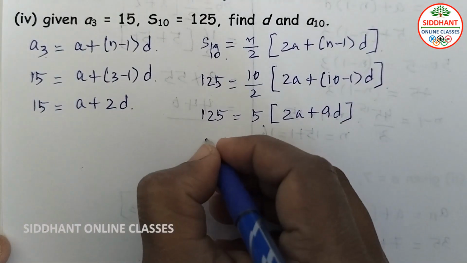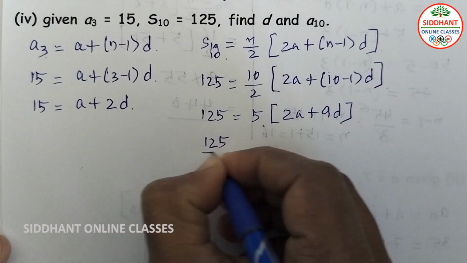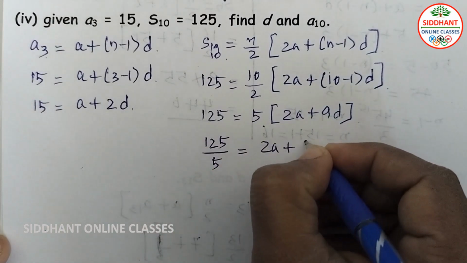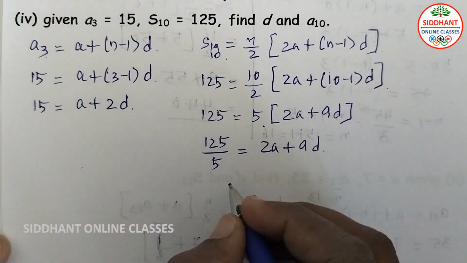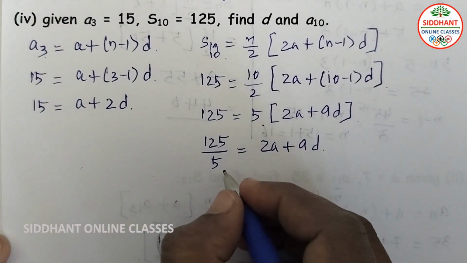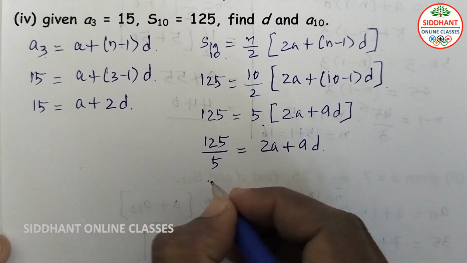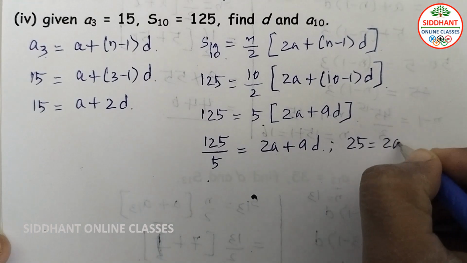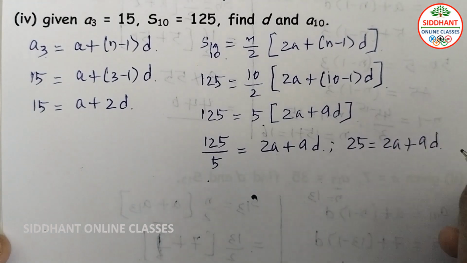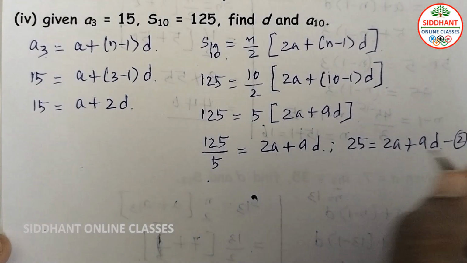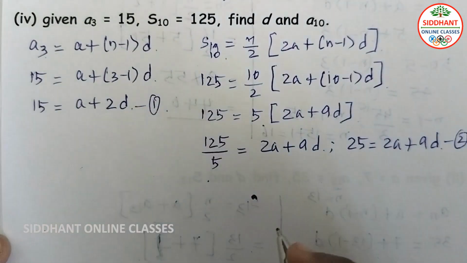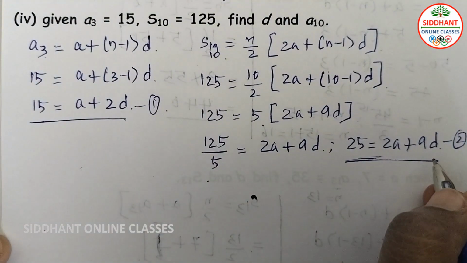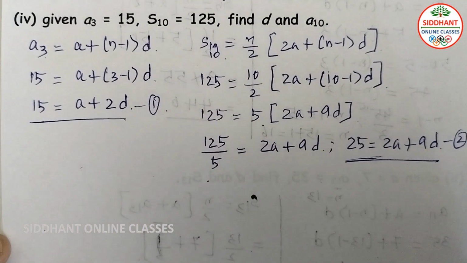125 by 5, 125 by 5, that is equal to 2A plus 9D here. 125 by 5 will be 25 here. So your value will be 25 equal to 2A plus 9D. This is the second equation, and that is the first equation. Now with these equations we are going to find out the A value and D by the elimination method.